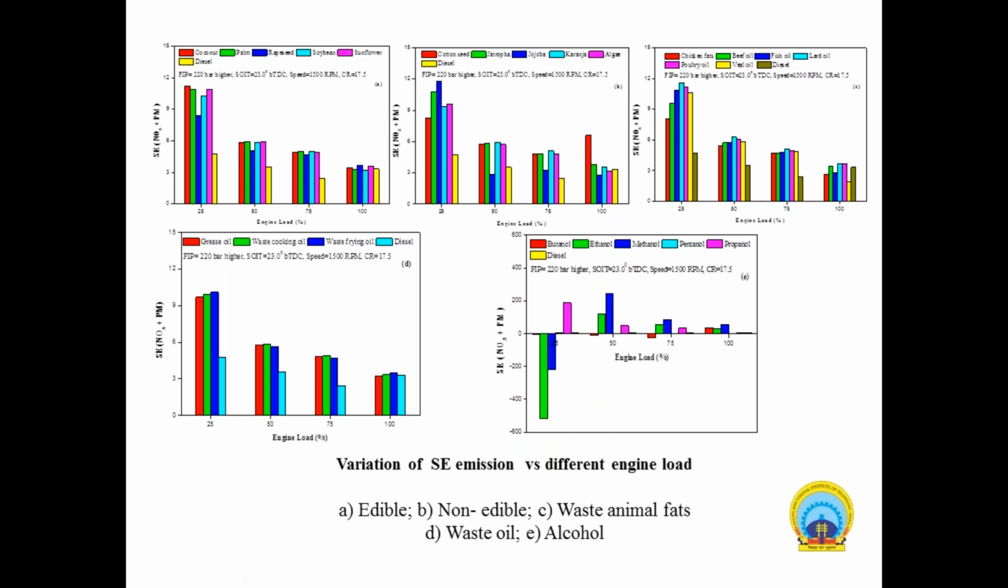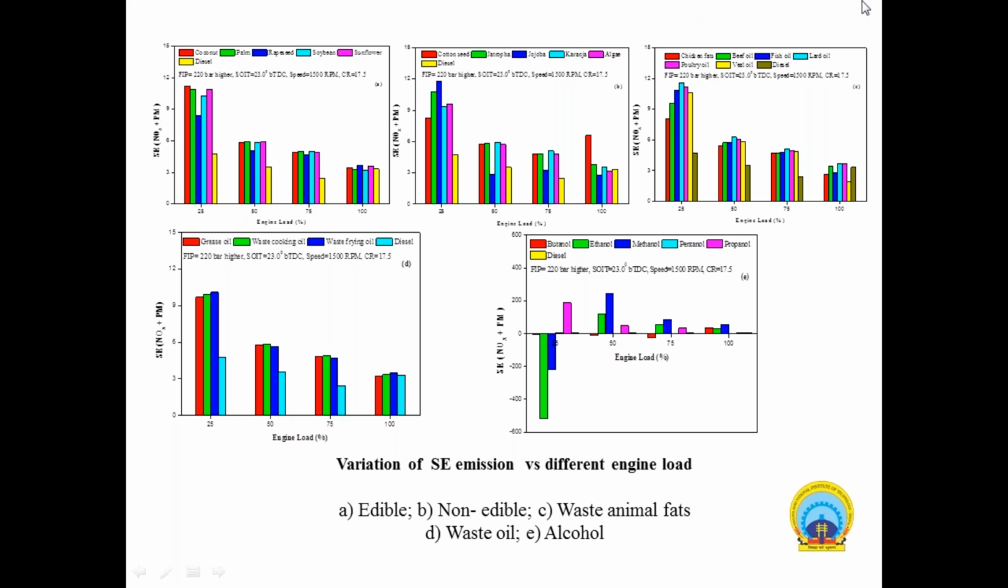this is the variation, the summary of emission, that is our PM and NOx. So the summary of emission is an important parameter when we are talking about the emission side. So all these graphs are related to this summary of emission, that is our SE, for edible, non-edible, waste animal fat, and waste oil, alcohol.